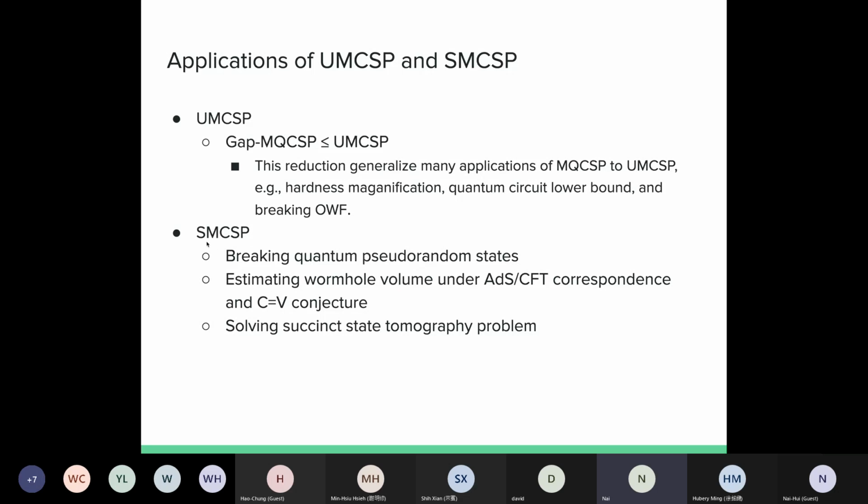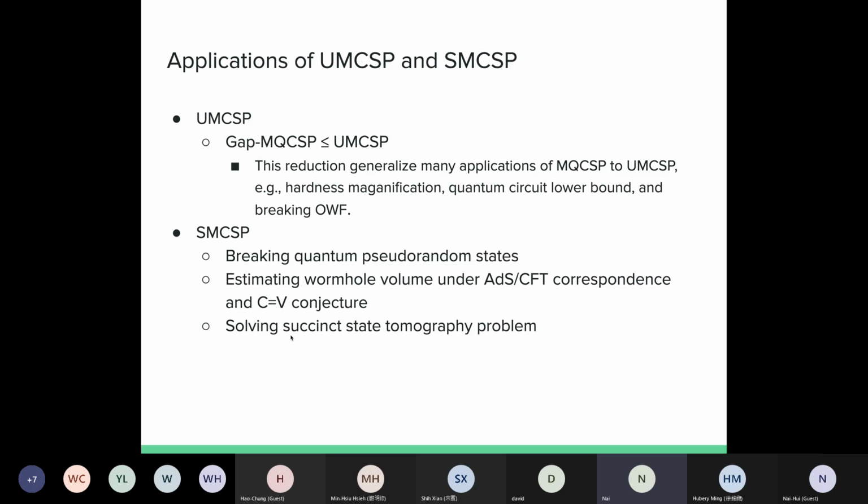Actually, if you can solve the SMCSP, you can estimate the wormhole volume under the AdS/CFT correspondence and the complexity-equals-volume conjecture. So those are something about quantum gravity. And if you can solve this problem, and if you believe lots of conjectures in gravity, then you can estimate the wormhole volume efficiently.